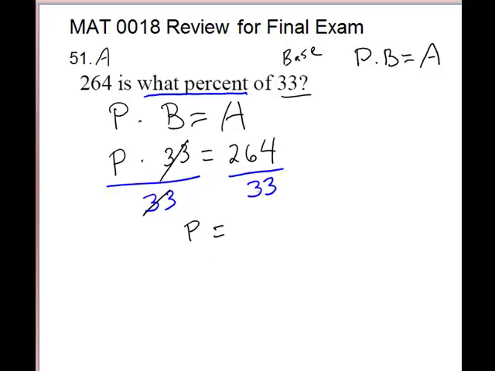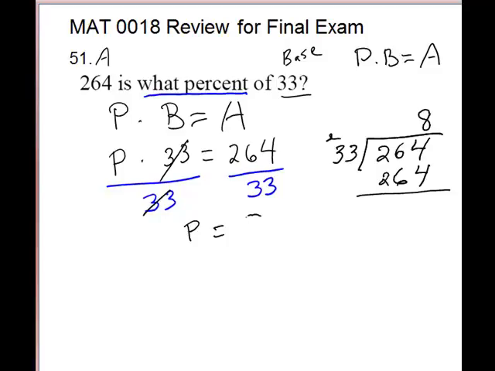Our P will be 264 divided by 33. So a long division, 33 into 264. And we're actually going to have to divide all the way into 264 because it won't go into 26. I think this will go 8 times. Multiply back. 8 times 3 is 24. 24, 25, 26. So it does go 8 times.